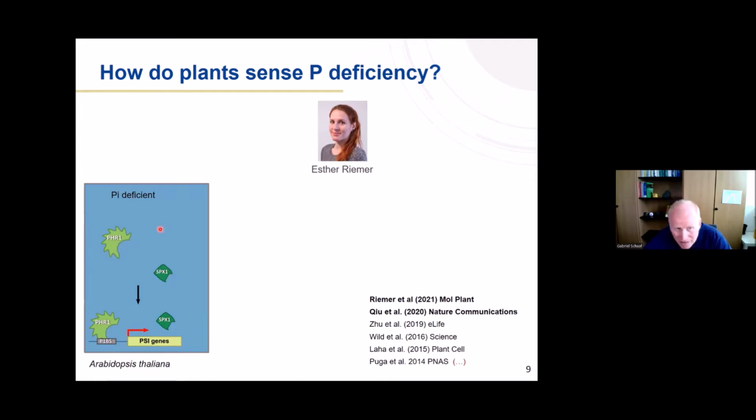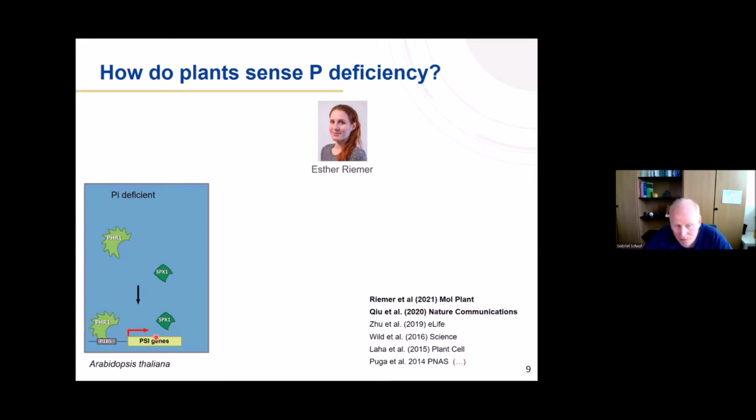This shows that in P deficient conditions, there's a transcription regulator, very conserved in plants, that binds to specific promoter elements and allows the transcription of many different genes. They encode proteins, for example, that are secreted to mineralize phosphate from organic sources, transporters that sequester and take up phosphate from the soil, remobilization of phospholipids and so on, that help the plant to overcome phosphate deficiency.